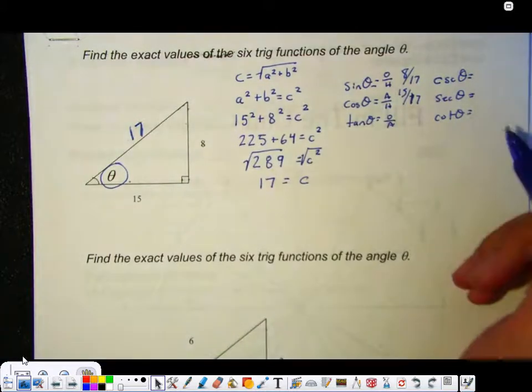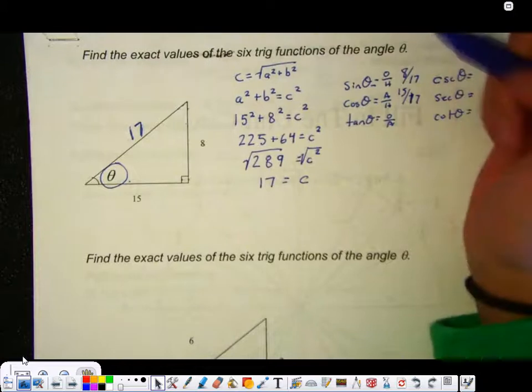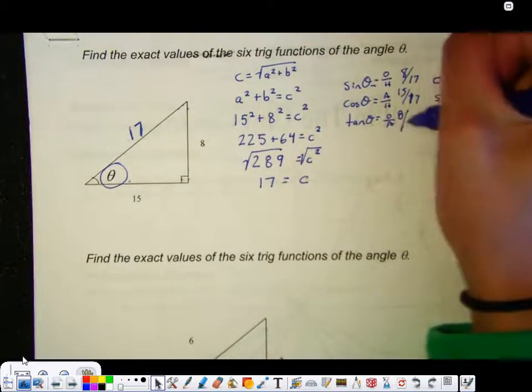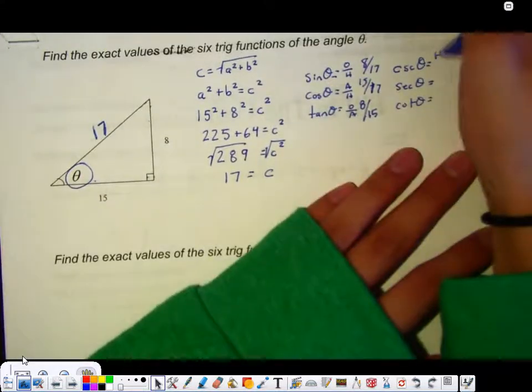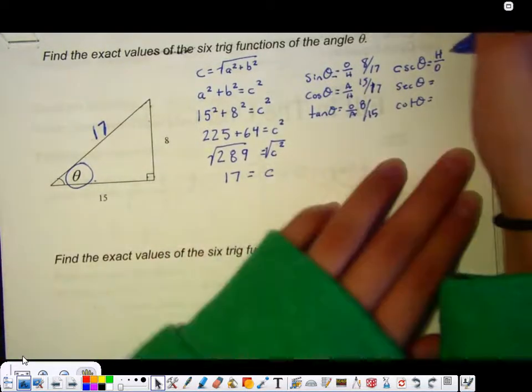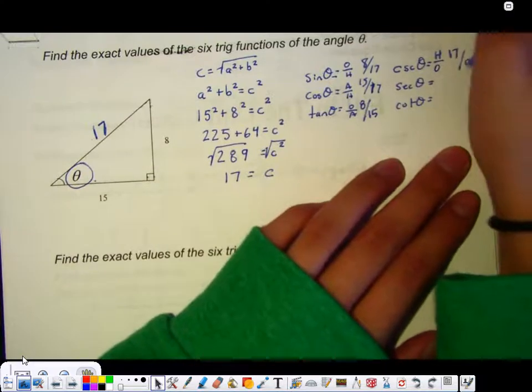So now we're doing tan, which is opposite 8 over adjacent 15. And then cosecant, which is hypotenuse over opposite. So hypotenuse is 17, and opposite is 8.